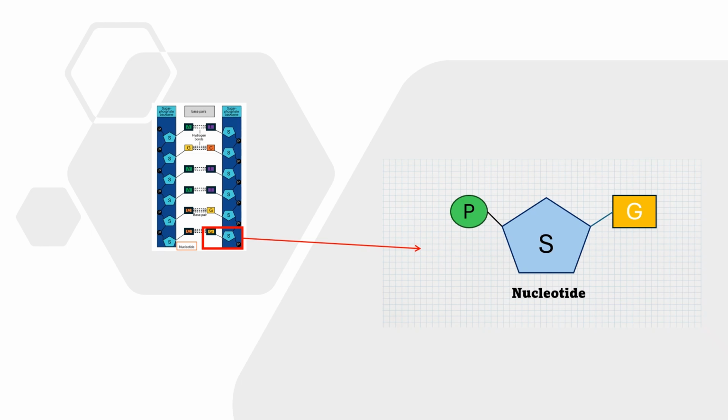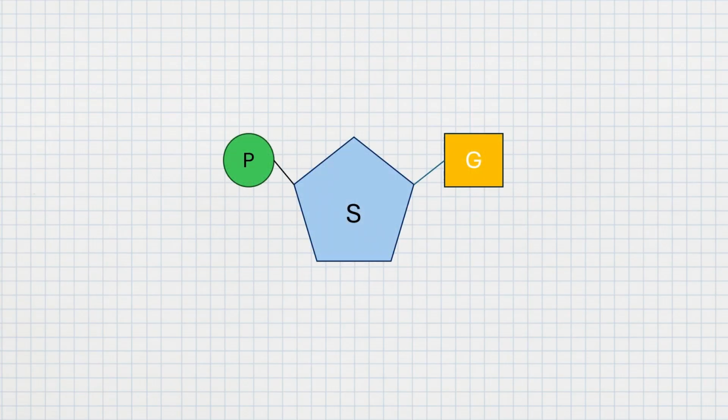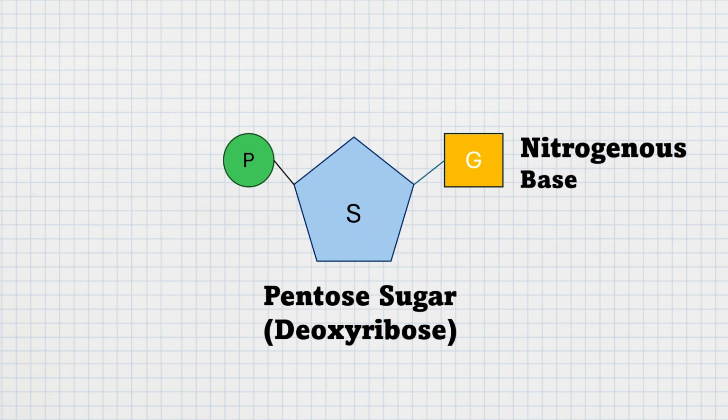Okay, so each of these nucleotides has three distinct parts. First up, there's a 5-carbon sugar called deoxyribose. Hey, that's the D in DNA. Then you've got a phosphate group, which is kind of like the glue that links everything together. And finally, the most important part for storing information, a nitrogenous base. Now just imagine thousands, even millions of these linking up in one long chain.